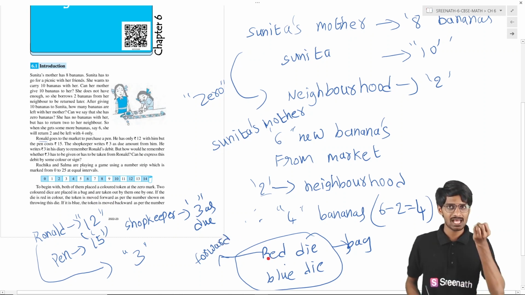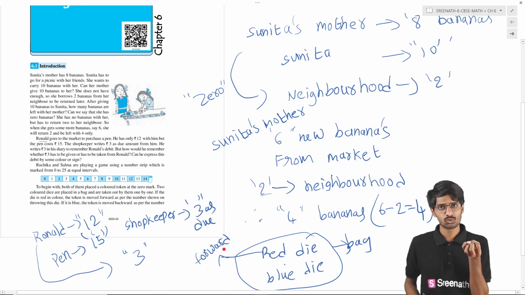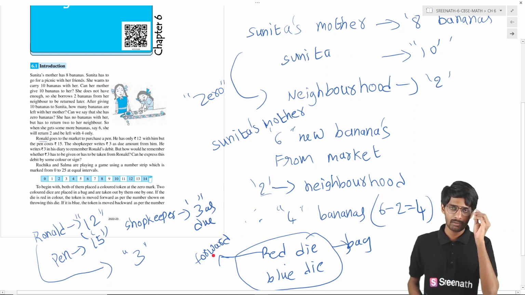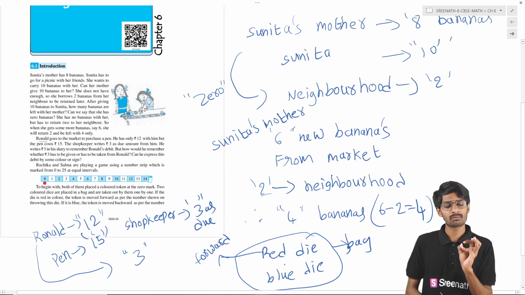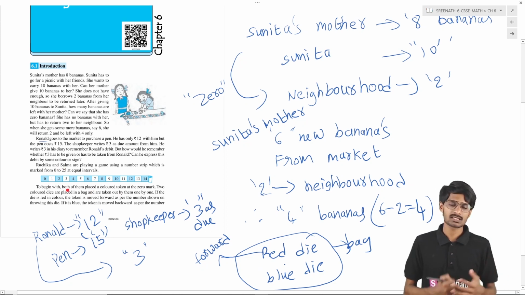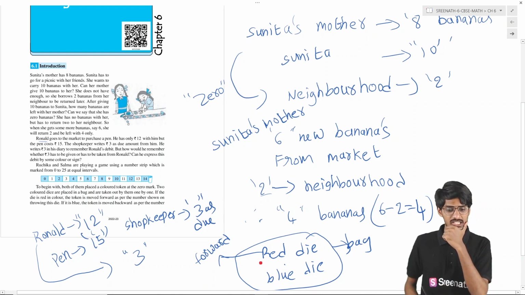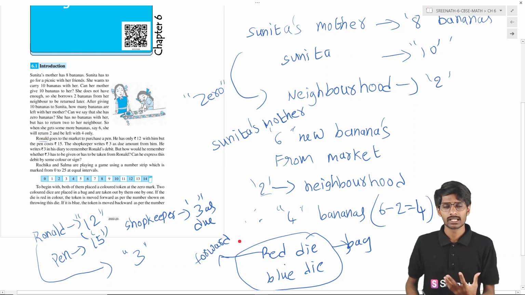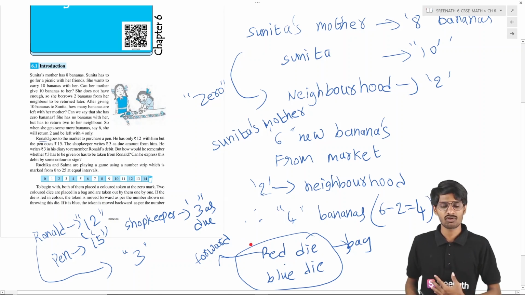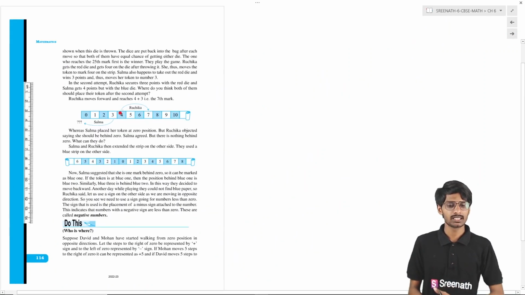So she has picked the red die. She has to move forward, and she will throw the die. And what number is she getting? That much of a number she has to move forward. Suppose next time, after Ruchika, Salma has also taken the die. She has also taken the same red die, and she also gets some number, and she also moves forward. So that is represented in here.